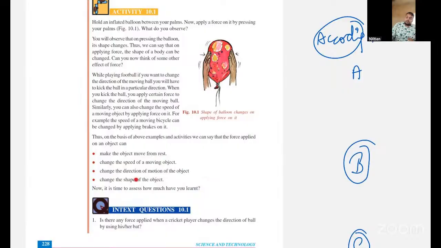Change the direction of the ball. Yes, we learned about Messi, Ronaldo and Mbappe. Change the shape of the object also. Like if you press a balloon, its shape will change. So it's all about force. When you apply the force, these things will happen. Are you getting this?